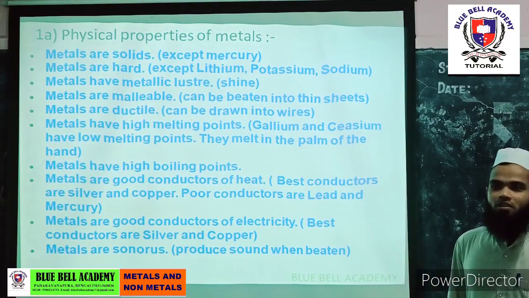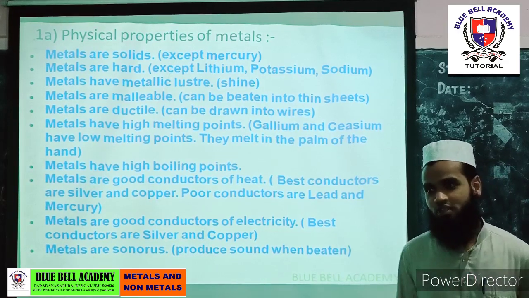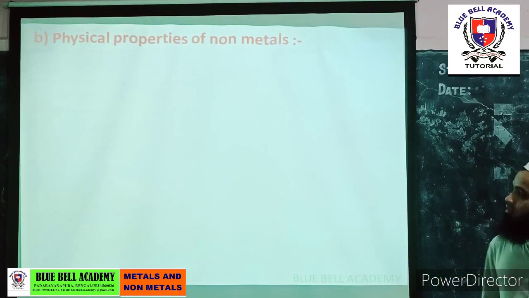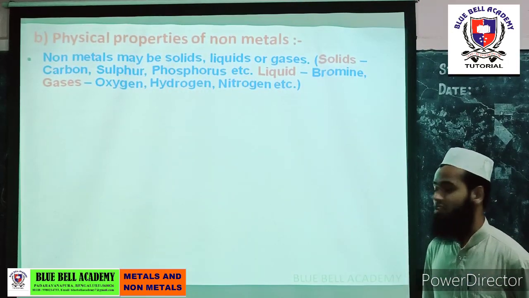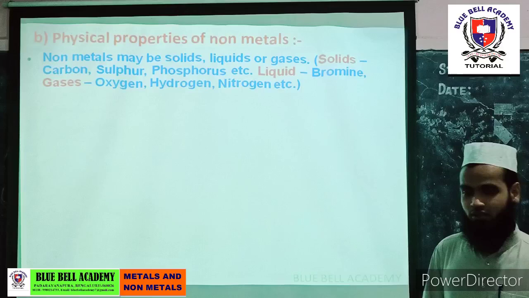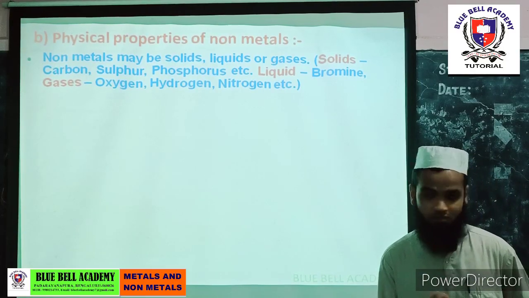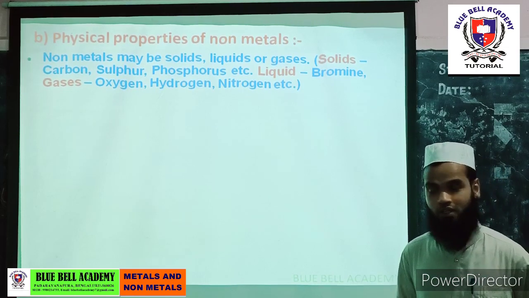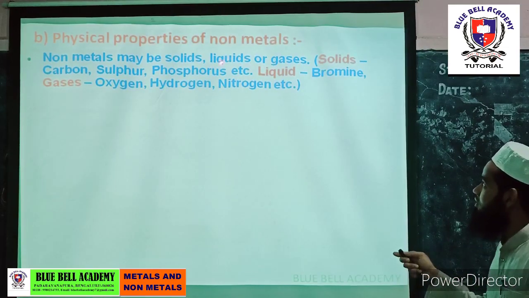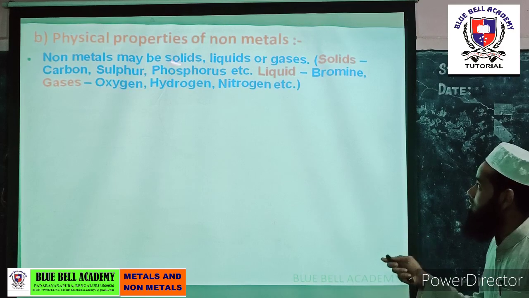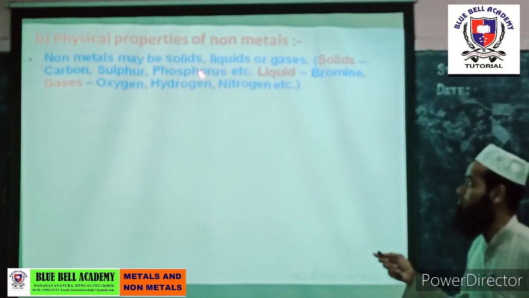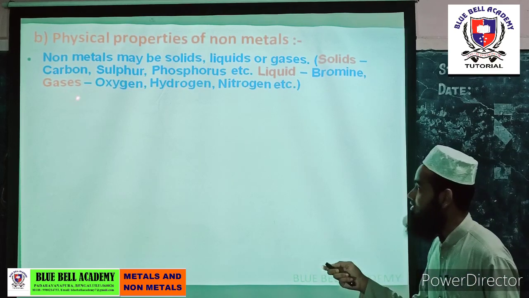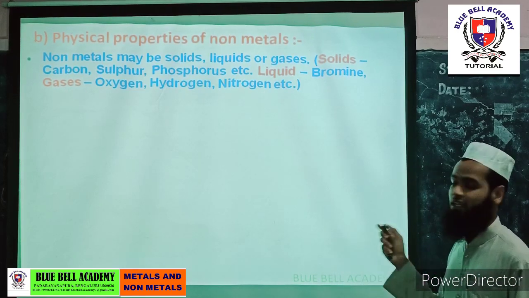Okay, now let's move on to the next slide, which deals with the physical properties of non-metals. First of all, let's go through the physical state of the non-metals. Non-metals exist in all three states of matter, namely solid, liquid and gas. For example, solid non-metals are carbon, sulfur, phosphorus. Liquid non-metal is bromine. Gases are oxygen, hydrogen and nitrogen.